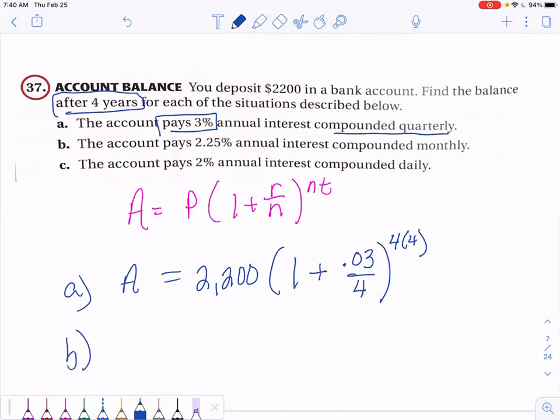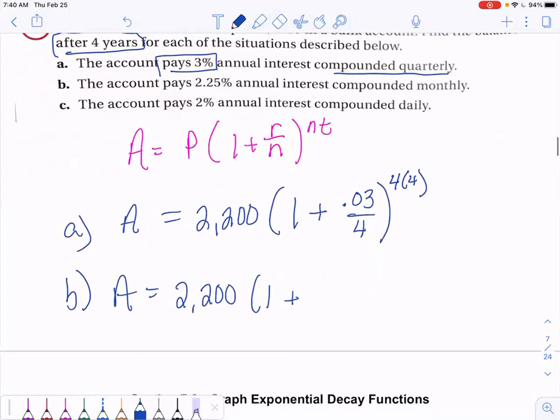For part B, you have the same information, the same amount, but it's 2.25%. So that would be 0.0225. And it says monthly. Well, there are 12 months in a year, so I would divide it by 12. And then I would have 12 times 4. So you can see the difference. The rate has changed. The number of times has changed. But the number of years is the same because we're talking about 4 years.